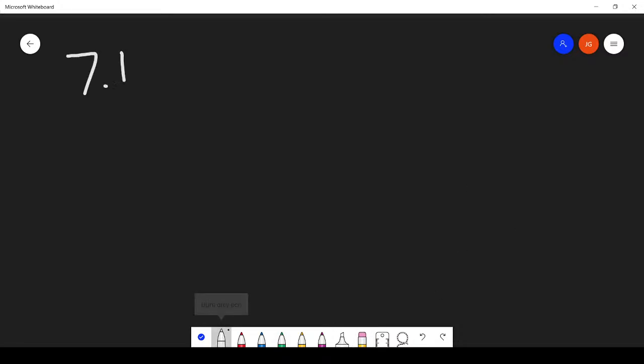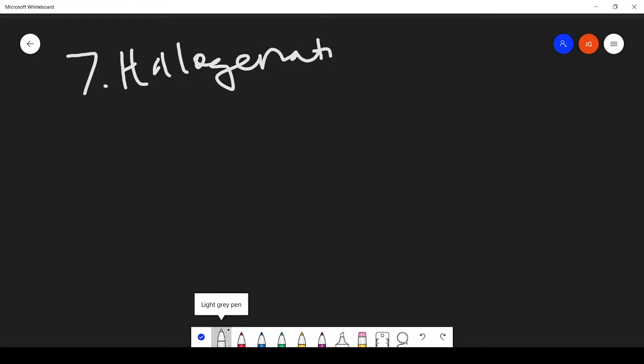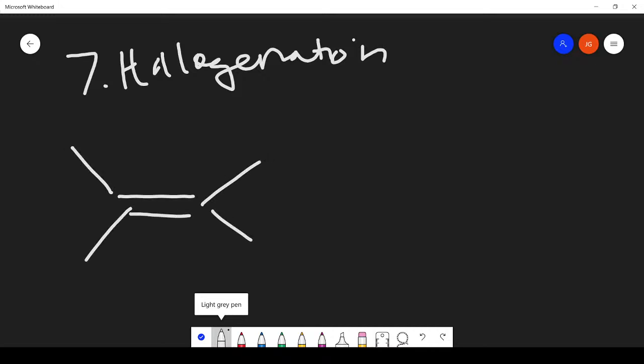So here, this one's just plain halogenation. What if you want your X on both sides? This one's pretty straightforward. It's not really going to matter because you're adding the same thing to both ends, so your Markovnikov, anti-Markovnikov doesn't matter at all.